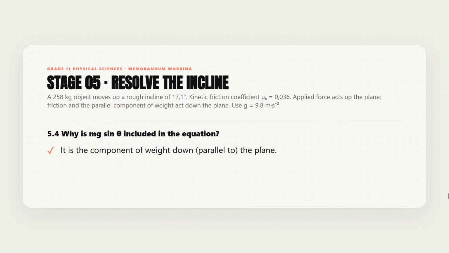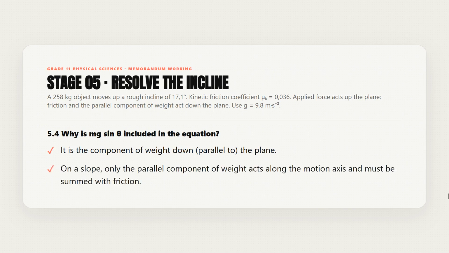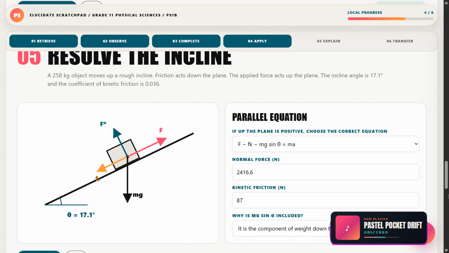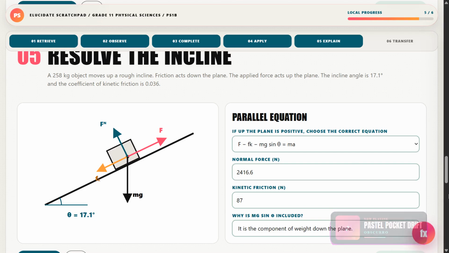Question 5.4. Why is mg sine theta included? It is the component of the weight down the plane. On a slope, only that parallel part of the weight acts along the axis of motion, so it must be added to friction in the sum along the plane. You have completed stage 5. The normal force is 2416.6 newtons, and the kinetic friction is 87 newtons.